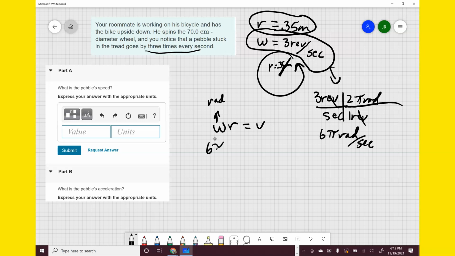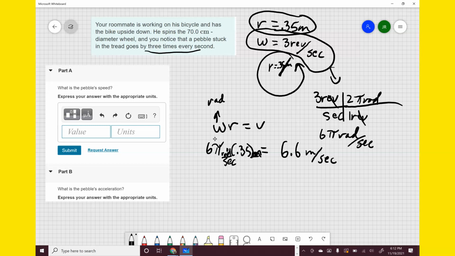So then 6 pi times 0.35 meters will give me the velocity. So that's radians per second times 0.35 meters will give me the velocity in meters per second. So let me just do a little calculation on my calculator. Six times pi times 0.35 equals 6.6 meters per second. Remember that radians is really a unitless unit. It's a pseudo unit. So we can just have meters per second from our unit analysis here.